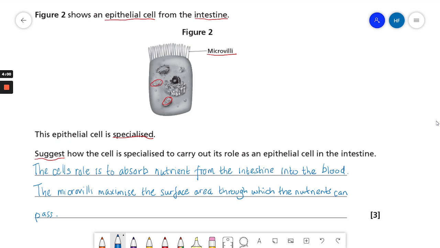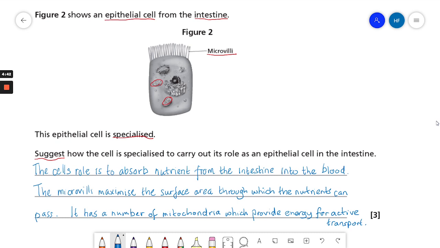And finally, we need to mention the presence of the mitochondria. So we need to say it has a number of mitochondria which provide energy and then we need to say that it's for active transport.